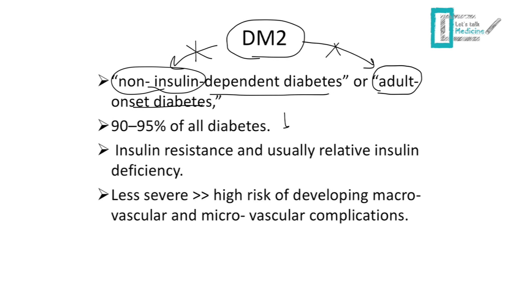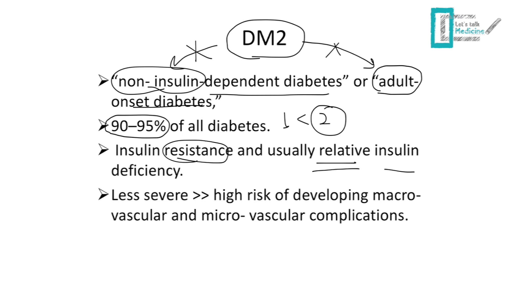Diabetes type 1 is less common than type 2. Type 2 accounts for about 90 to 95% of all diabetes. Although the specific etiology is not known, autoimmune destruction of beta cells does not occur in this type. In fact, there is insulin resistance and relative or partial insulin deficiency.